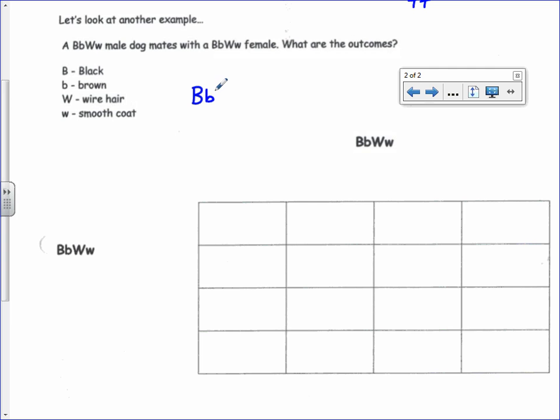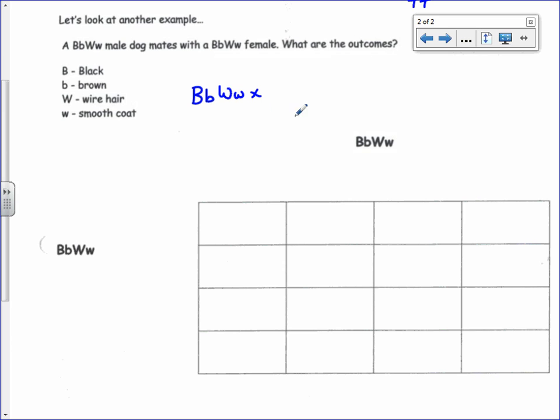We have heterozygous for color, heterozygous for texture, crossing with heterozygous for color and heterozygous for texture. And remember, these alleles from each parent can assort independently. So this B could assort with this B, or it could assort with this B.